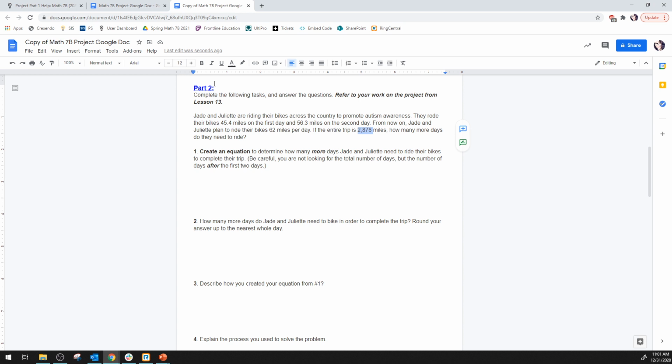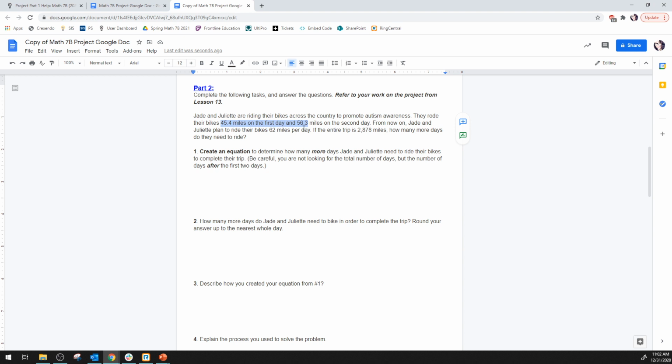So part 2, question 1 wants us to create an equation to determine how many more days Jade and Juliet need to ride their bikes to complete their trip. And it says, be careful you are not looking at the total number of days, but the number of days after the 2 days. So for this question here, we have to think about, well, how many miles did they ride on their first 2 days? So the first day they rode this 45.4, and on the second day they rode this 56.3.